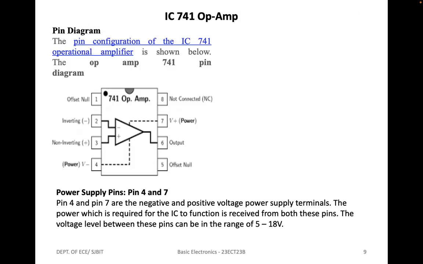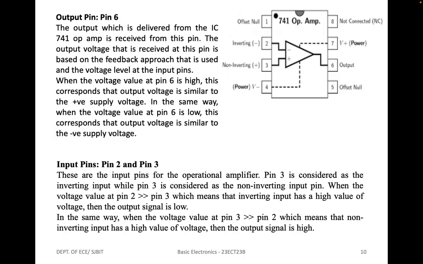So here we can see the pin diagram for the IC741 operational amplifier, with the pin configuration. The power supply pins are pin 4 and 7. Pins 4 and 7 are the negative and the positive voltage power supply terminals. The power which is required for the IC to function is received from both these pins. The voltage level between these pins can be in the range of 5 to 18 volts.